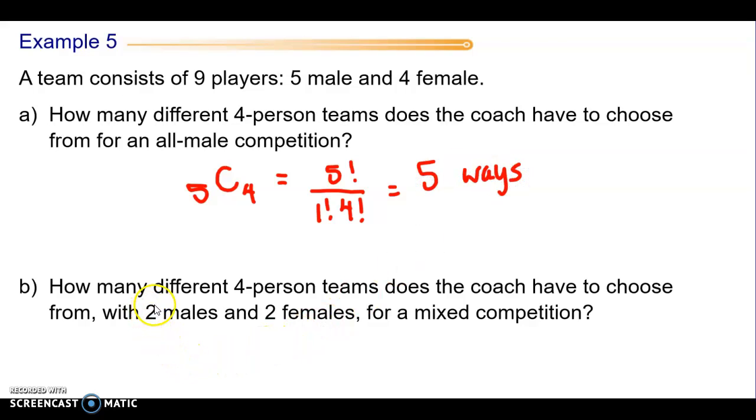Part B. How many different 4-person teams does the coach have to choose from with 2 males and 2 females for a mixed competition? So we want 2 males and 2 females. Of the 5 males, we want to choose 2, and so we multiply. Of the 4 females, we want 2 females.